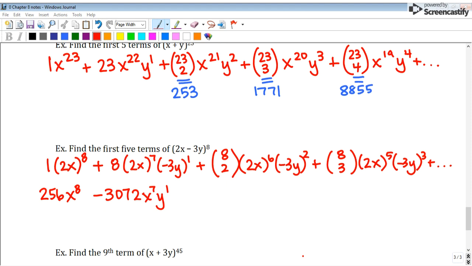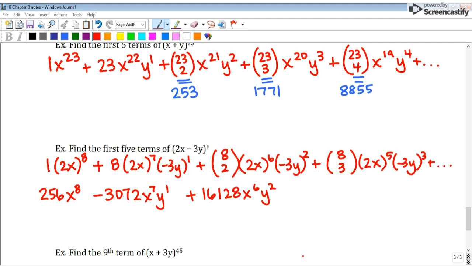So times 2 to the 6th, oops, except I put minus, make it times, and then times negative 3y squared should give me 16,128. Right? So plus 16,128x to the 6th y squared.